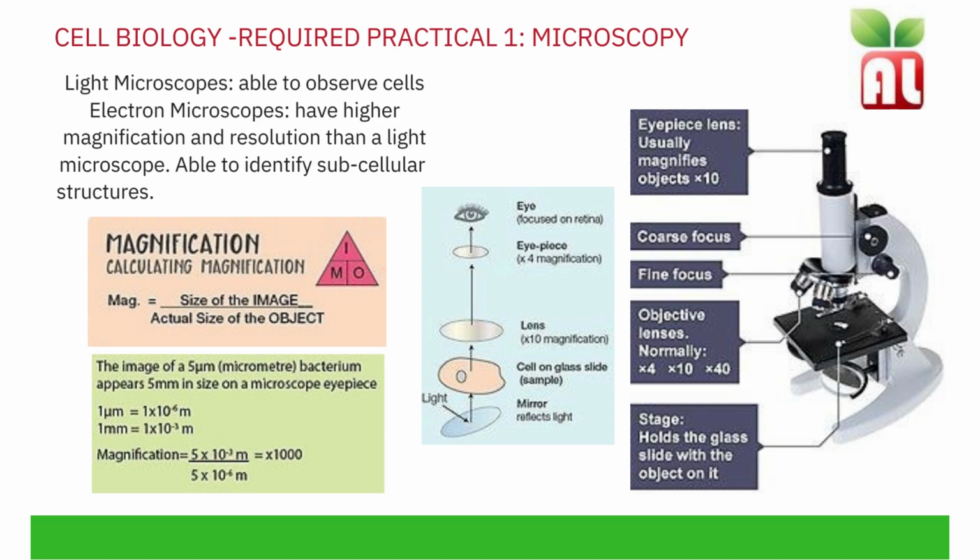1 millimeter is equal to 1,000 micrometers. Therefore, to convert between millimeters and micrometers, you multiply the millimeter reading by 1,000 to get your answer into micrometers.